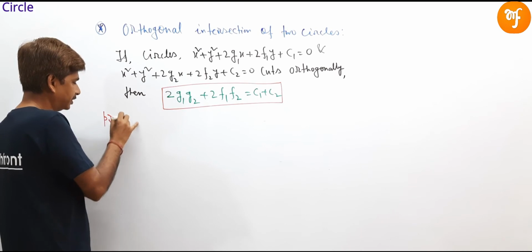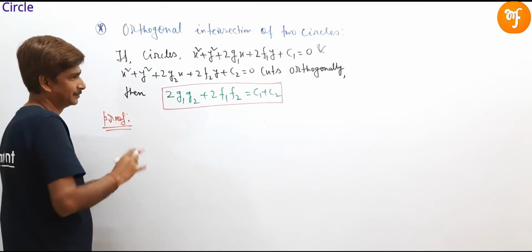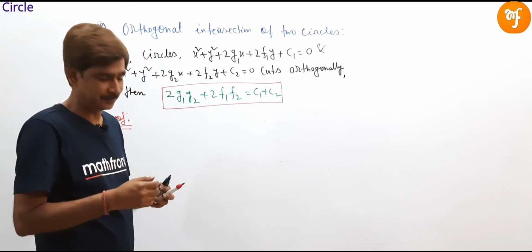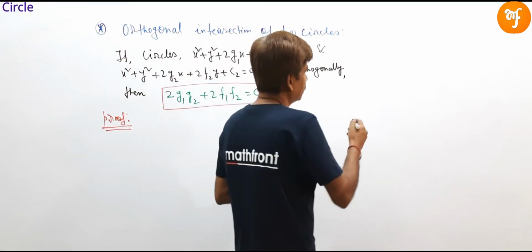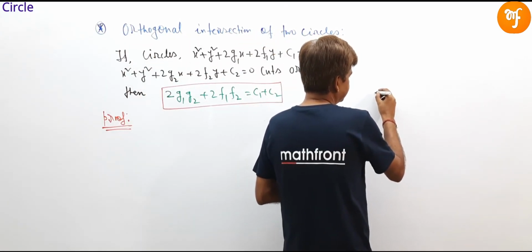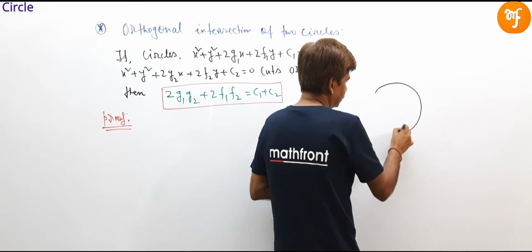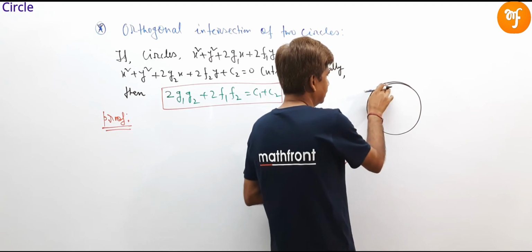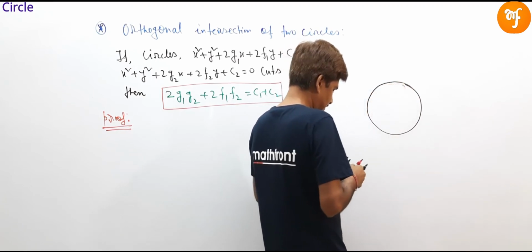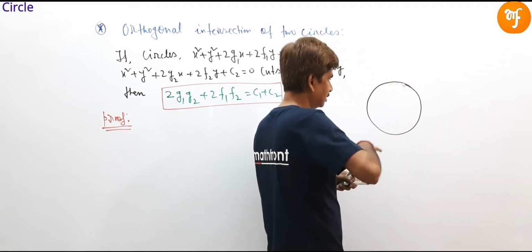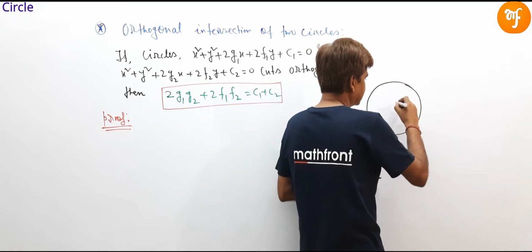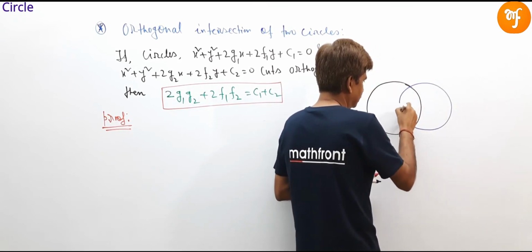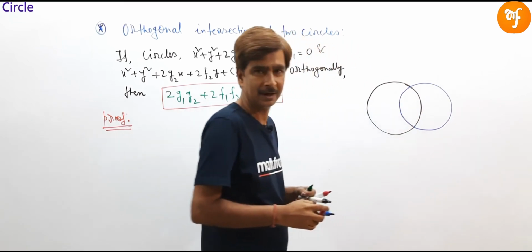So look how we can prove this. To prove this, we will first draw two circles. So let us draw two circles. One circle is this, and let's draw another circle. So another circle is like this. So we draw two circles.